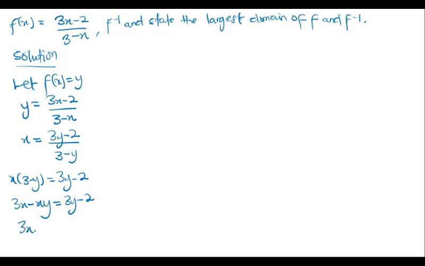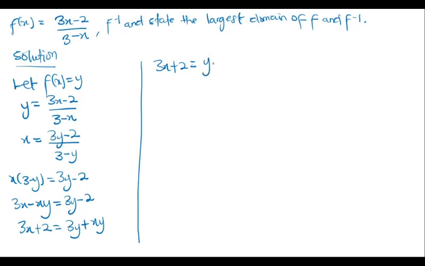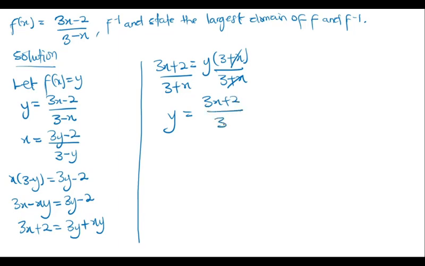So I have 3x, I'll bring this negative over here, so it becomes plus 2, is equal to 3y over here. Then we bring the negative xy to the other side, then we have positive xy. So from here we say 3x + 2 is equal to, we factor out y, so we have y(3 + x). We want to make y the subject, so we divide by 3 + x. So this cancels this, and our y is now equal to (3x + 2) over (3 + x).